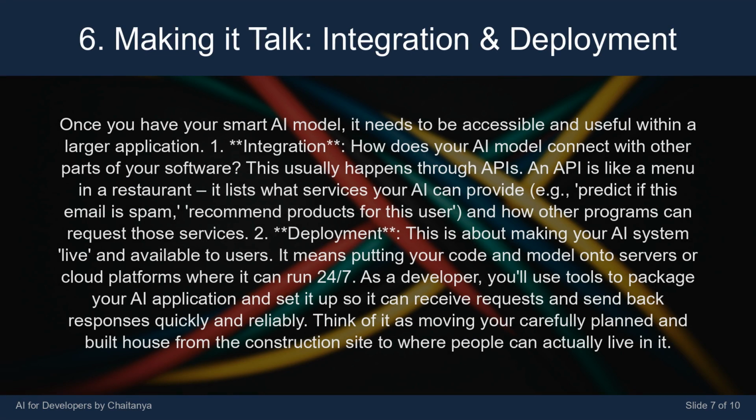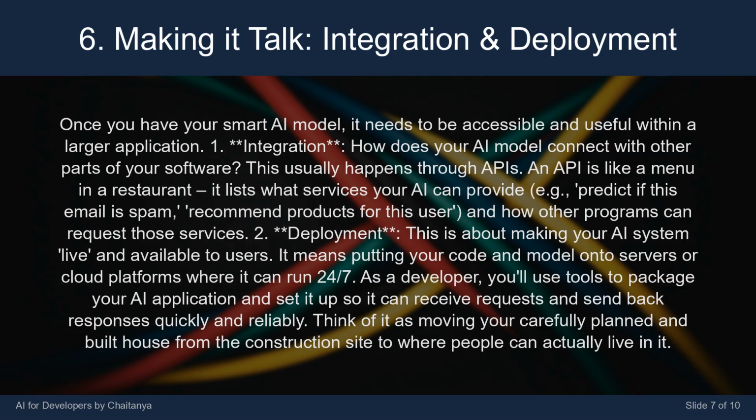Once you have your smart AI model, it needs to be accessible and useful within a larger application. 1. Integration. How does your AI model connect with other parts of your software? This usually happens through APIs. An API is like a menu in a restaurant. It lists what services your AI can provide, e.g., predict if this email is spam, recommend products for this user, and how other programs can request those services.